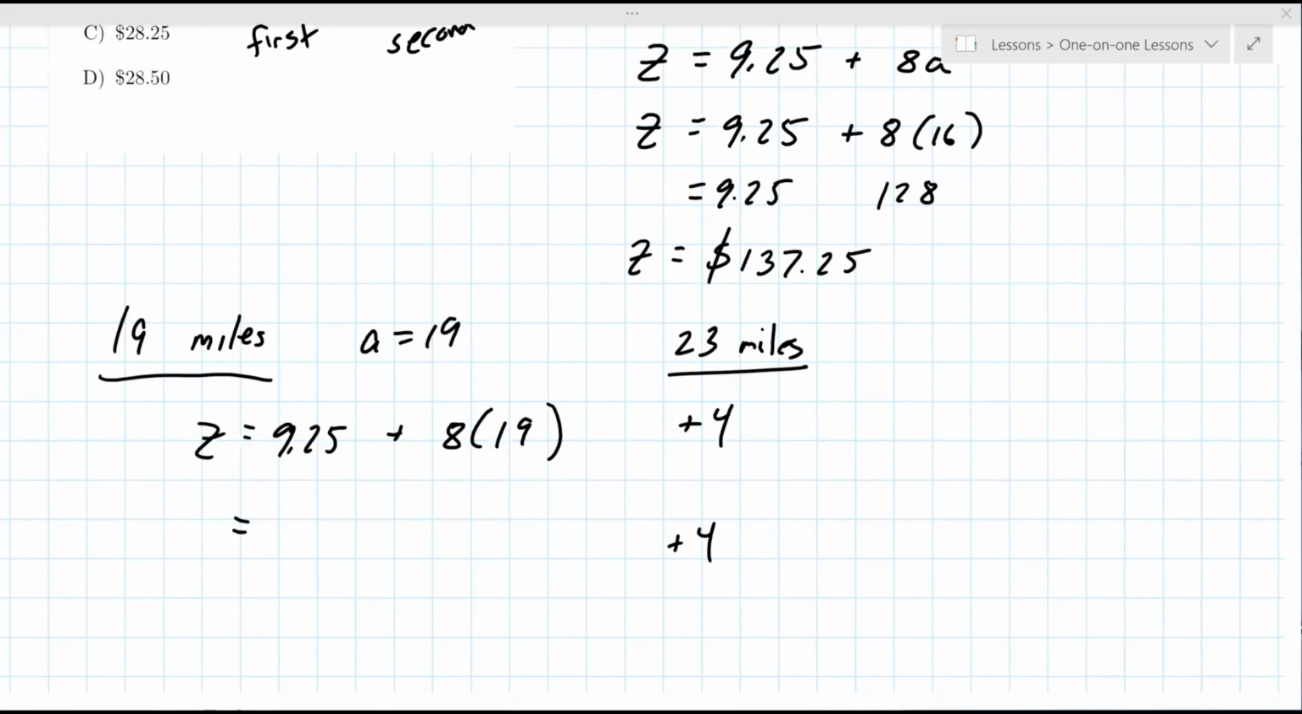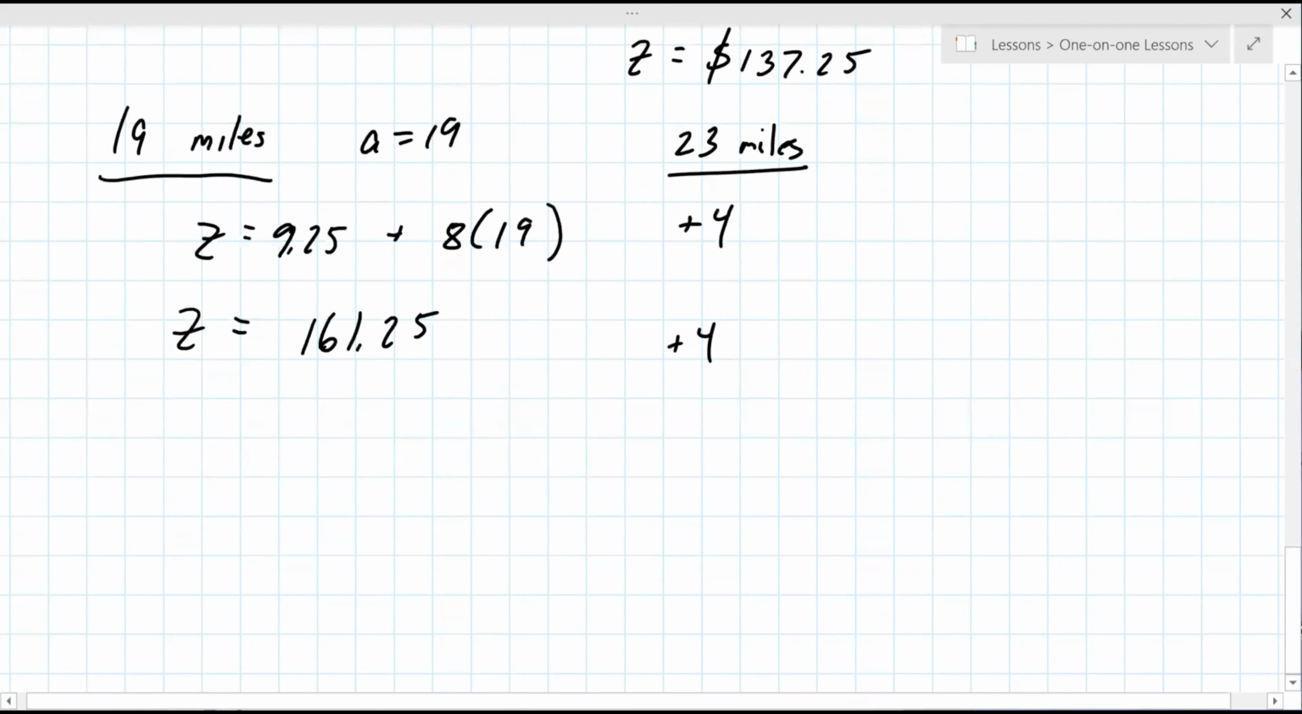Plus 4. 165.25. I got 161.25. 8 times 19 plus 9.25. Is it 9.25? Yes. 8 times 19, that's 152, right? 8 times 9, yes. And then plus 9.25. Plus 4. Oh, you didn't do the plus 4. Oh, I see. I'm sorry.